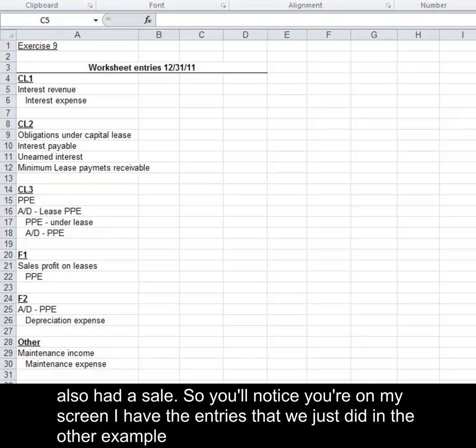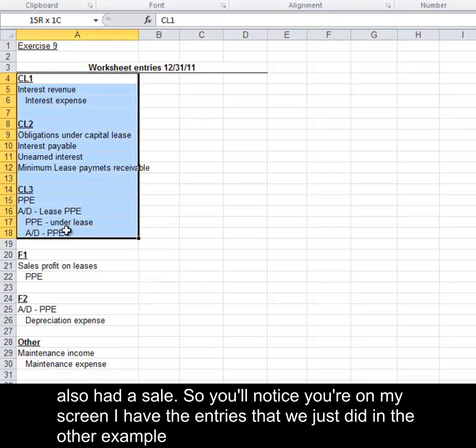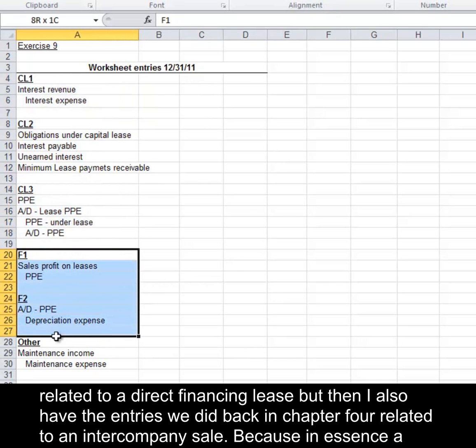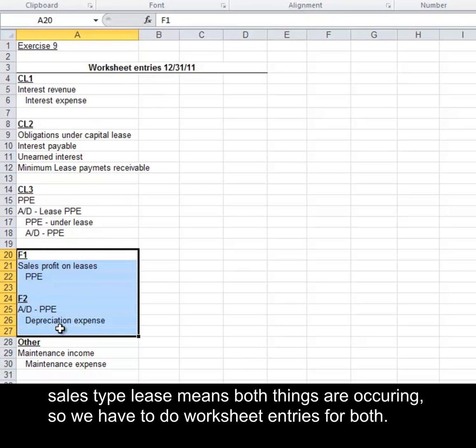So you'll notice here on my screen, I have the entries that we just did in the other example related to a direct financing lease. But then I also have the entries we did back in Chapter 4 related to an intercompany sale. Because in essence, a sales type lease means both things are occurring. So we have to do worksheet entries for both.